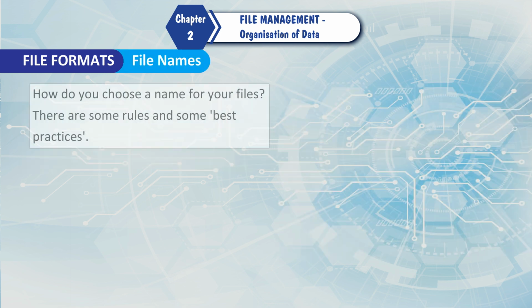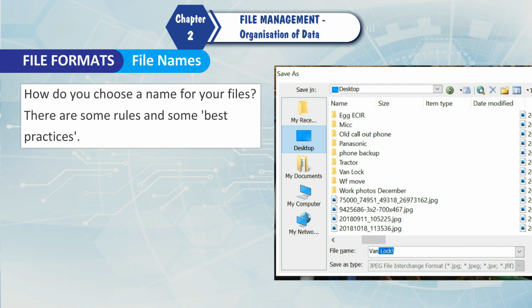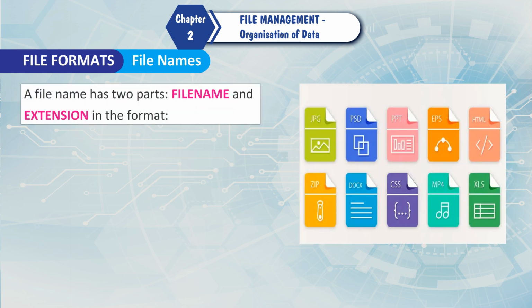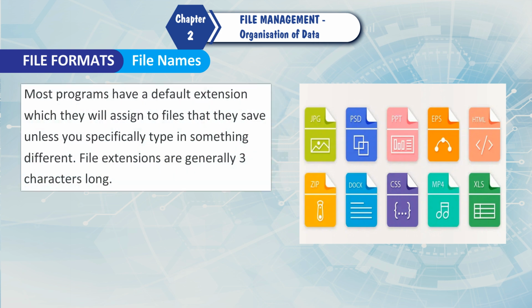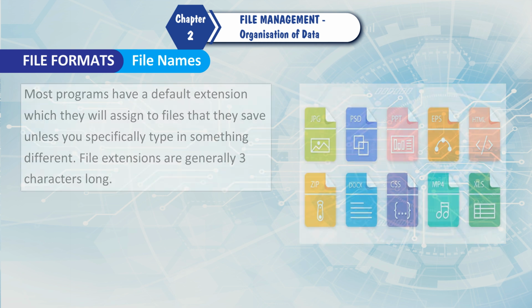File names. How do you choose a name for your file? There are some rules and some best practices. A file name has two parts, file name and extension, in the format. Most programs have a default extension which they will assign to files unless you specifically type in something different. File extensions are generally 3 characters long.